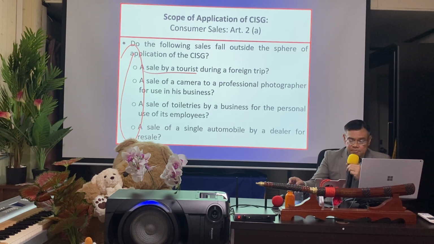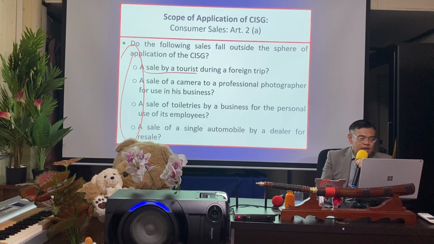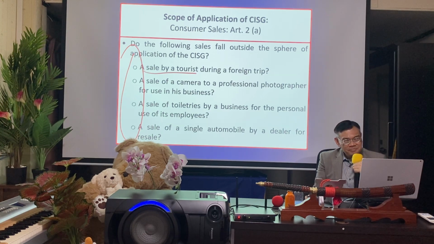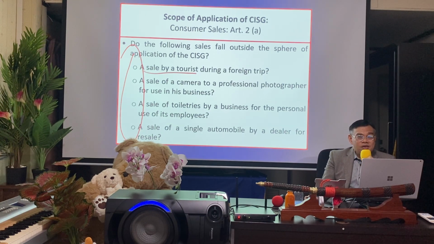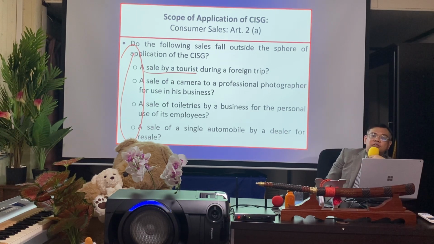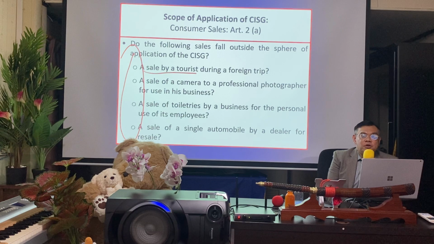In example number 1, we have a sale by a tourist. Let's say that Borowi goes to Japan on tour. During the tour of Japan, Borowi purchased, let's say, a camera. Is that a consumer sale? The answer is yes, because Borowi just made a purchase for his own use, for his personal use.